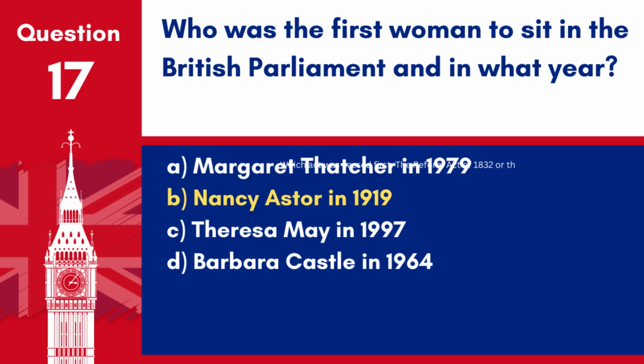Answer. B. Nancy Astor in 1919. Nancy Astor became the first woman to take a seat in the British Parliament in 1919, representing the Conservative Party in the House of Commons.